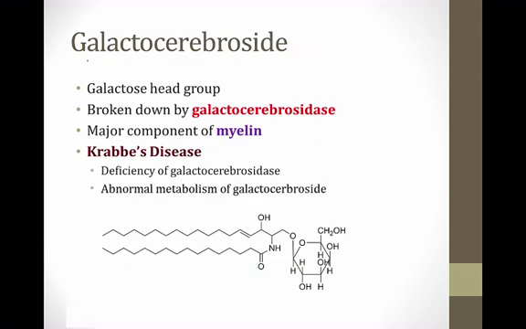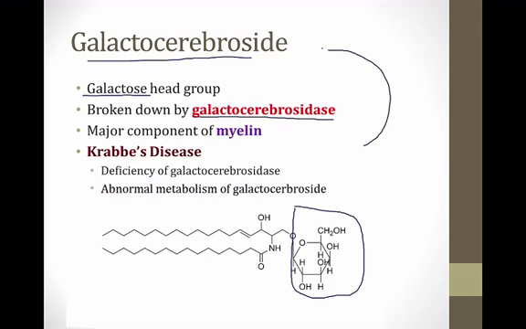The next sphingolipid is called galactocerebroside. This is a ceramide molecule with a galactose head group, as I have shown on the screen here. The enzyme that breaks down galactocerebroside is called galactocerebrosidase, and you should know that galactocerebroside is one of the major components of myelin. So if you cannot break down galactocerebroside and it builds up, you are going to have significant neuroimpairment because your myelin is going to be very abnormal.